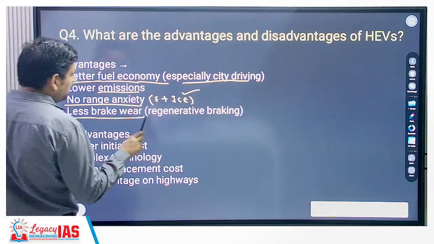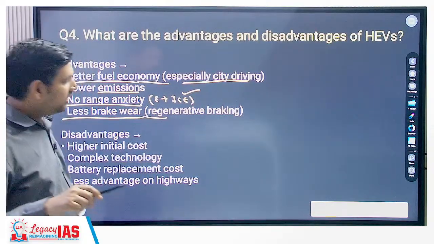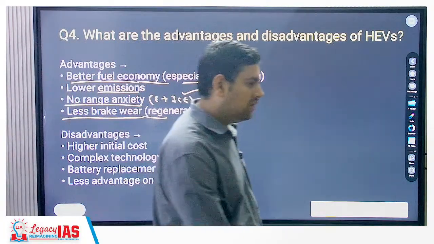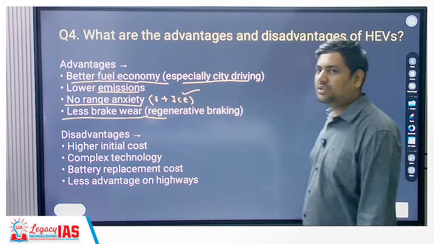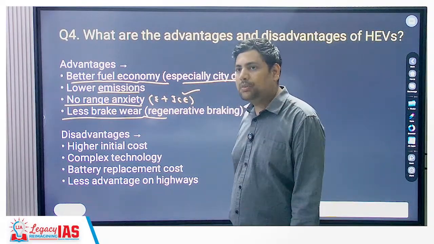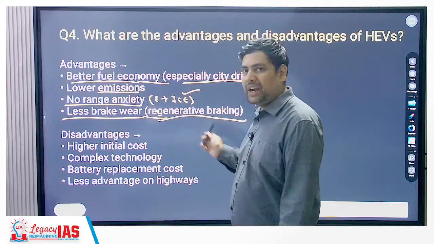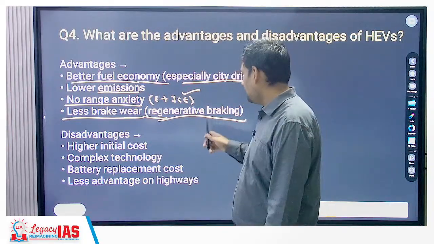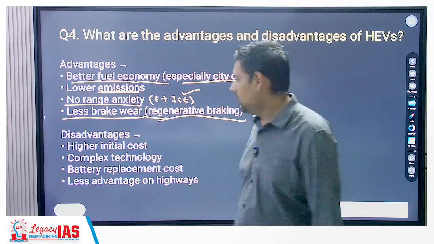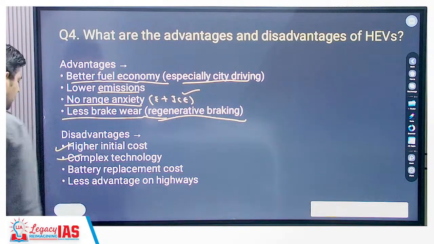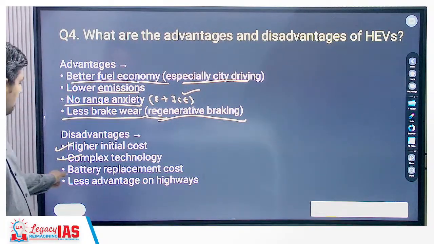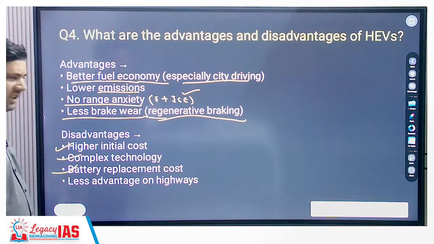Then less brake wear. Why less brake wear? As I told you, because of the constant braking, the energy is lost in friction, that also damages your brakes and tires. That also will be protected, and your battery can also be charged using something known as regenerative braking. Then disadvantages are of course higher initial cost. The technology is right now very complex. Then battery replacement cost, eventually this is a major cost in electric vehicles. Then less advantage on highways.